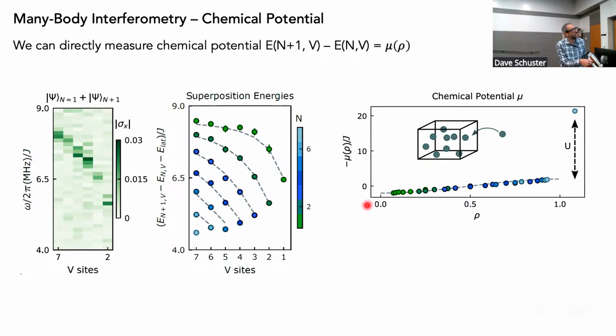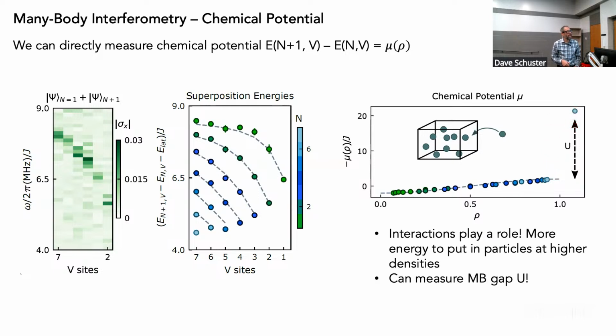What we see here is that when we plot the chemical potential versus the density, we get what you would expect for a Mott insulator. There is some functional form to this. It's not quite linear, but it's nice and smooth. But then if you try to add one too many particles, there's a big gap, right? So we can measure the chemical potential.